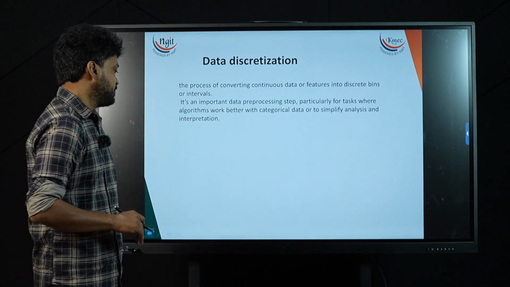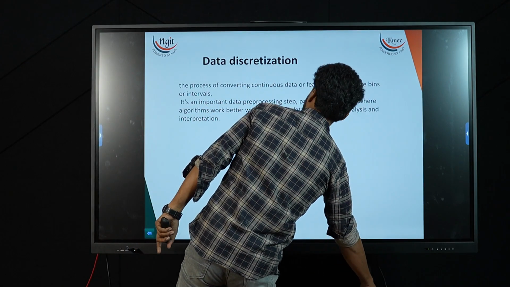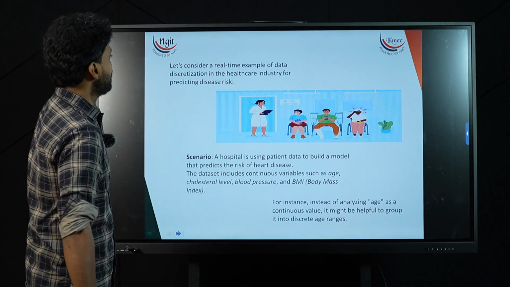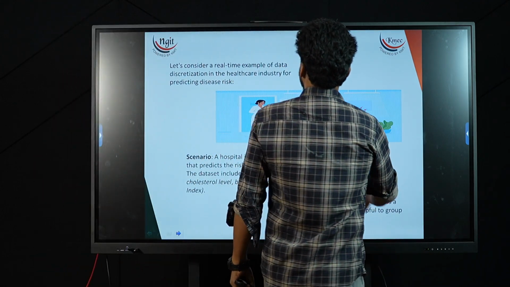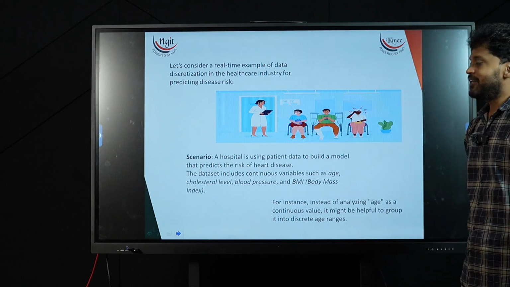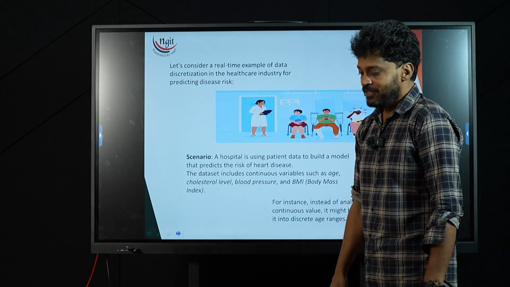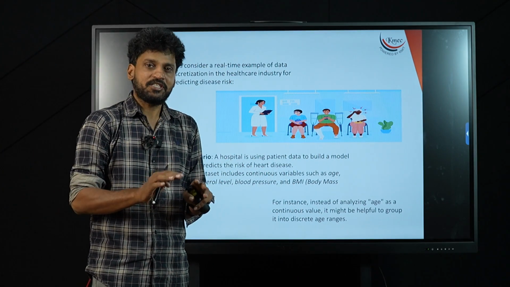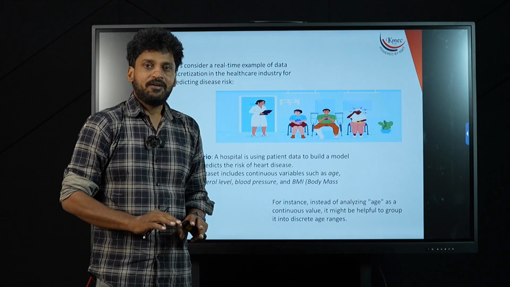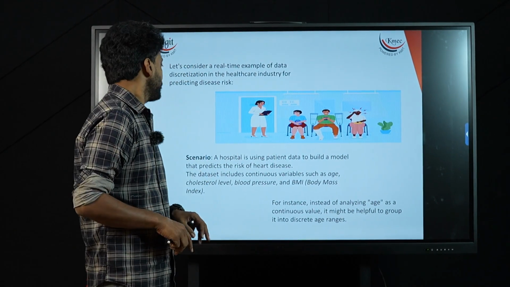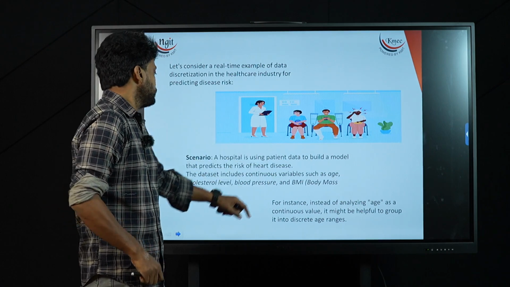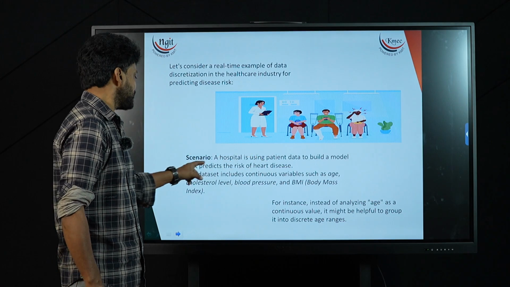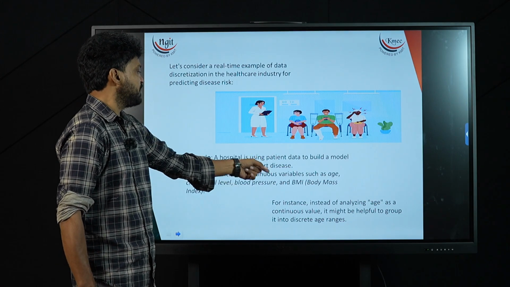Now we are going to understand this binning by using a real world example. Let's consider a real-time example of data discretization in the healthcare industry for predicting disease risk. There is a hospital. In this hospital, there is a customer table, and a customer data set is being collected. Right now, where is this binning going to be applied? A hospital uses patient data to build a model that predicts the risk of heart disease. The data set includes continuous variables such as age, cholesterol level, blood pressure, and BMI.